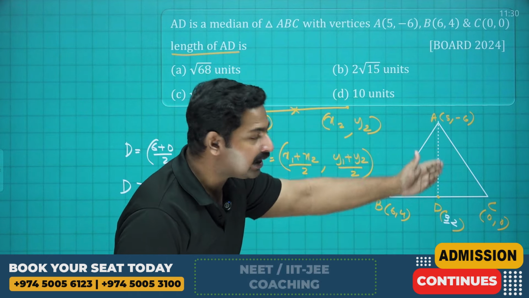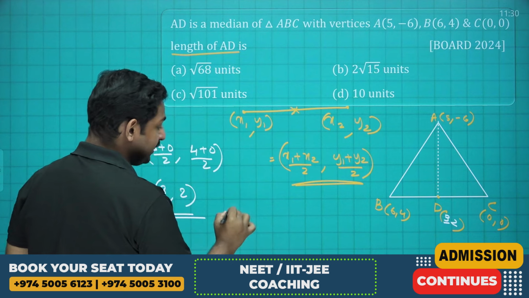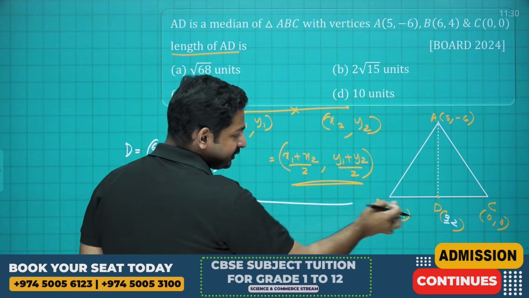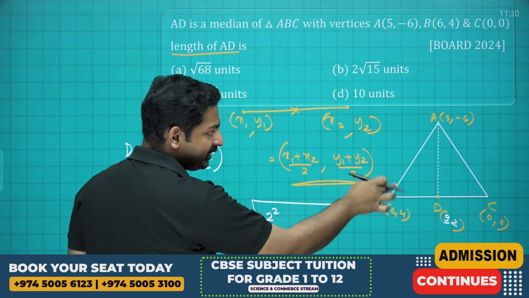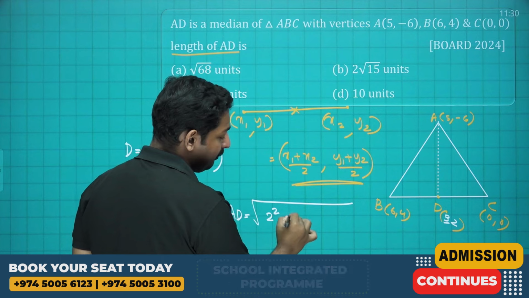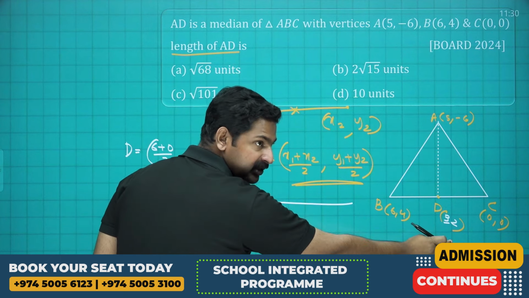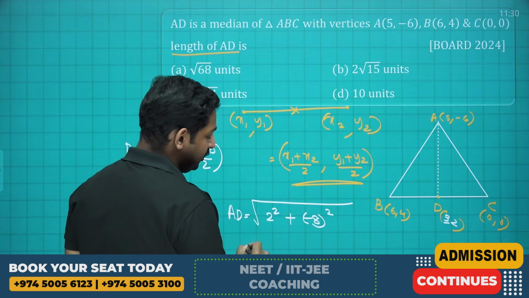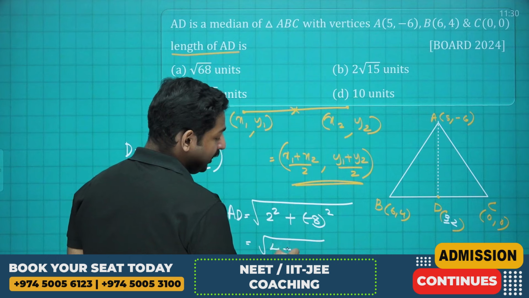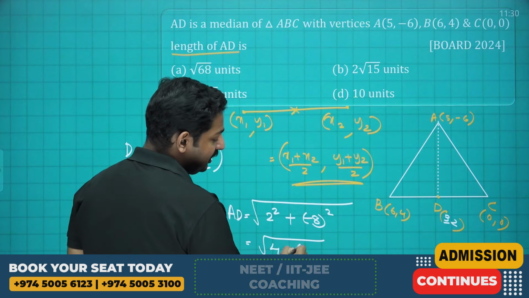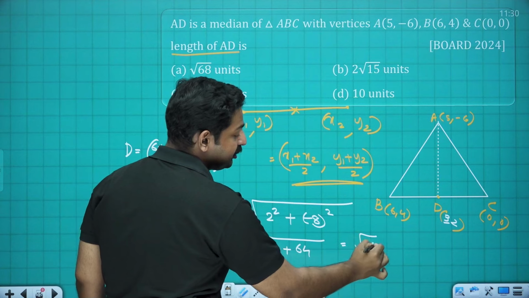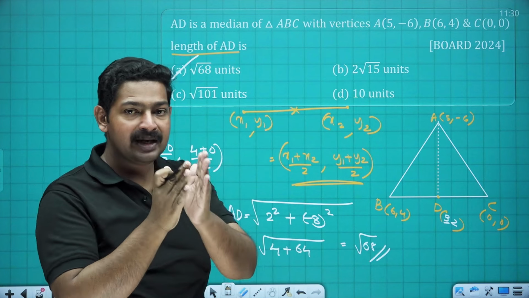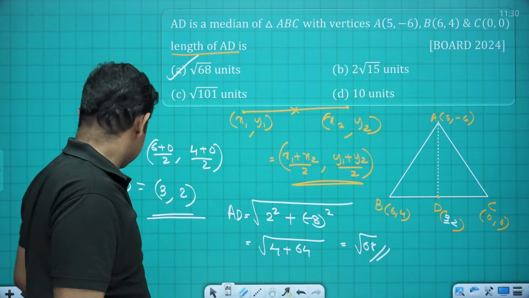Now you can easily get the length of AD. So the length of AD is equal to the root of the distance formula: root of (5 minus 3) squared, which is 2 squared, plus (-6 minus 2) squared. Minus 6 minus 2 is minus 8, so minus 8 squared. Which is equal to root of 4 plus 64, which is root 68. The answer is root 68. So option A is the correct answer. The length of the median AD is equal to root 68.